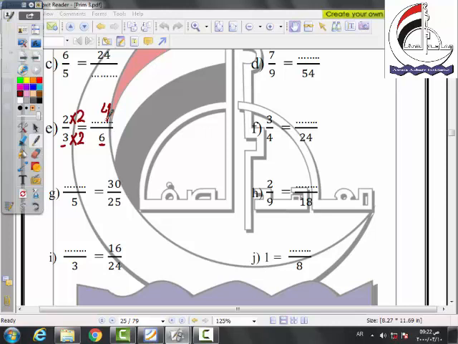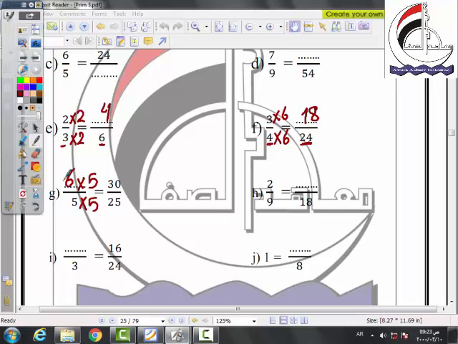3 over 4 equals space over 24. We multiply. 4 became 24. We multiply by 6, up and down. 4 by 6 is 24. 3 by 6 is 18. 5 will be 25. We multiply by 5, up and down. Space by 5 equals 30. Excellent. 6 by 5 equals 30, so 6 over 5 equals 30 over 25.